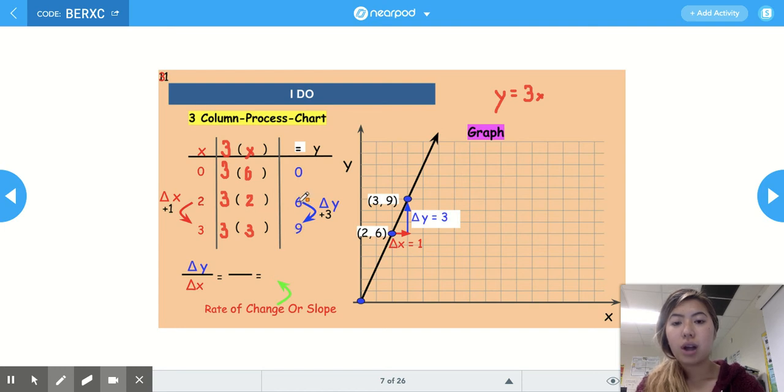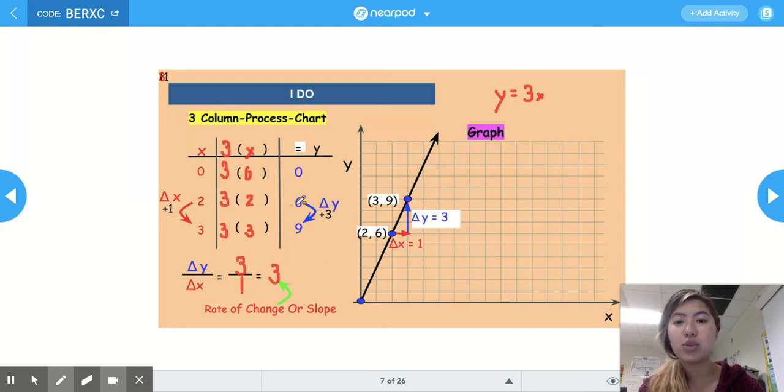So our change in y values from 6 to 9 is positive 3. So I'm going to put that up here. Our change in x values from 2 to 3 is positive 1. So I'm going to put that as our denominator. 3 divided by 1, or 3 over 1, is the same thing as 3.